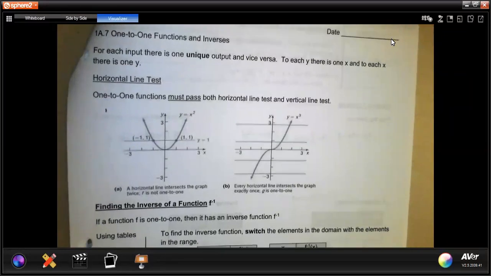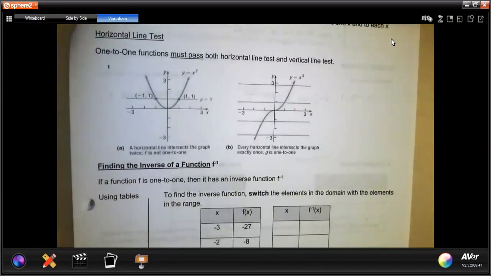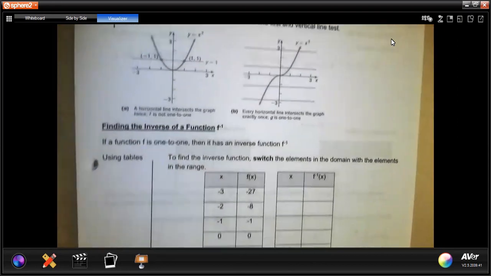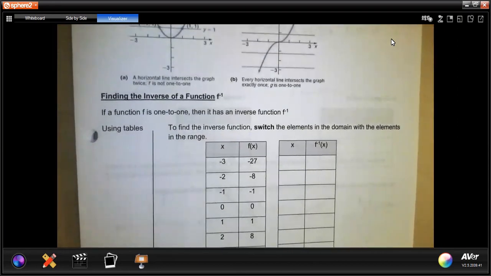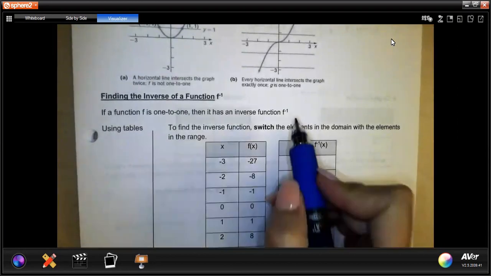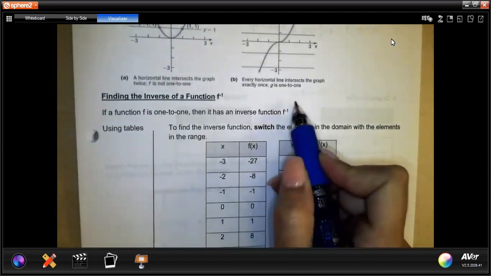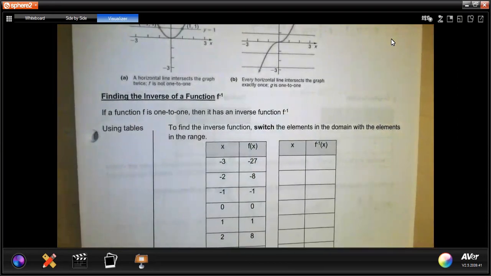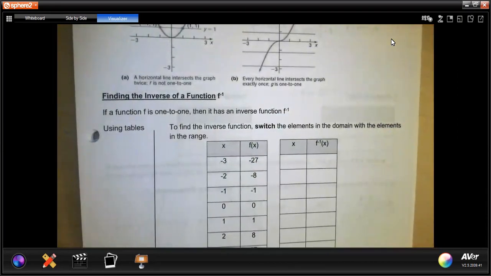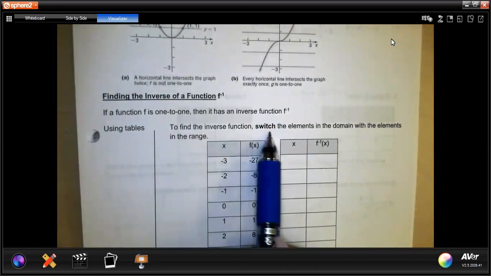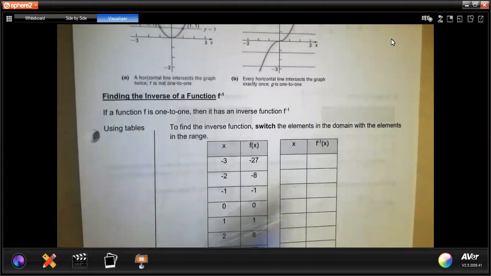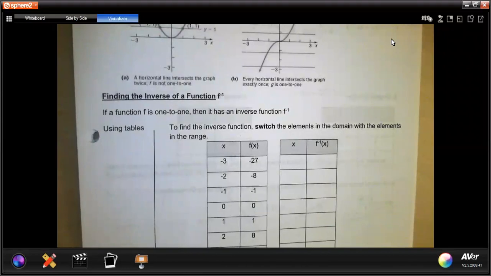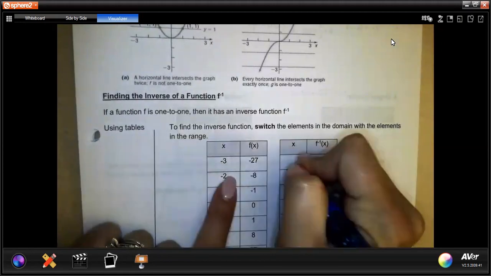All right, so we're going to look at finding inverses now. We're going to start with this table. It says if a function f is one-to-one, then it has an inverse function f to the -1. I want you to get comfortable with this notation right here. This stands for inverse. That little -1 up on top stands for inverse. So using a table, we find the inverse function by switching the elements in the domain and the elements in the range. So the elements in the domain are x values, and the elements in our range are our y values. So we would switch those.